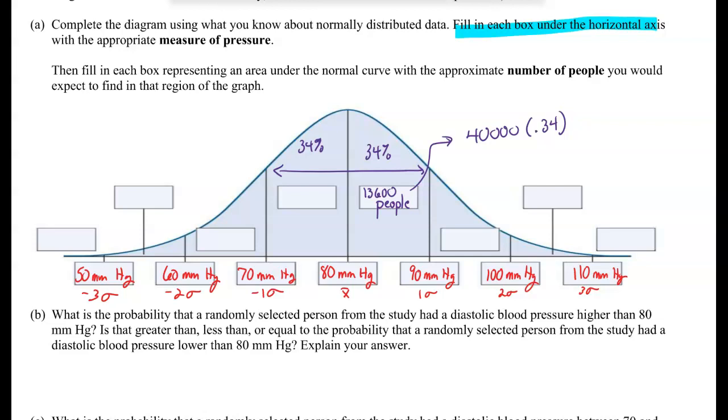Now, do we have to recreate the wheel? No. If we know that it's 13,600 people from the mean to the first standard deviation on the right, is it going to be that many on the other side? Yes, we totally would agree that would be the case. So this is 13,600 people.